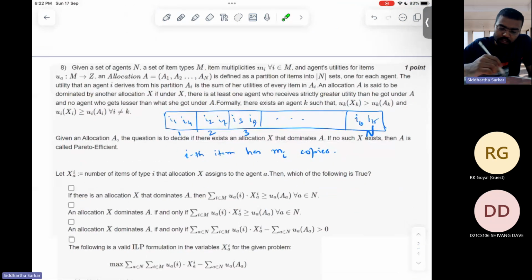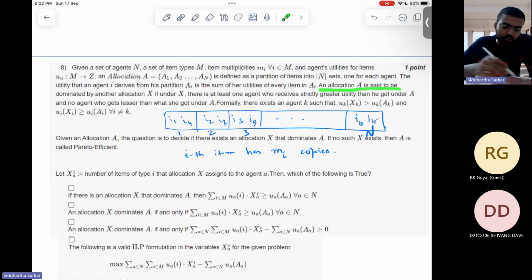So that is how an allocation is done. There could be multiple allocations. So how are we going to compare the allocations? If in one allocation somebody achieves more utility than in the other allocation, and everybody else is achieving the same utility, then we are going to say that there is a domination relationship between the two allocations. That is what this sentence is saying.